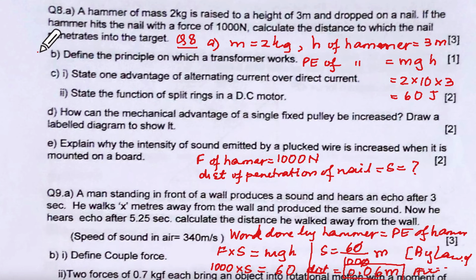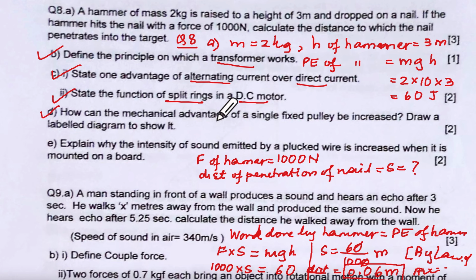Understanding the principle of transformer, learn it, electromagnetic induction. One advantage of alternating current, this is learning type. State the function of split ring in DC motor. Every 180 degrees, what do they do? They reverse the direction of the current so that the rotation of the motor will be in one direction only. These are all learning type of questions.